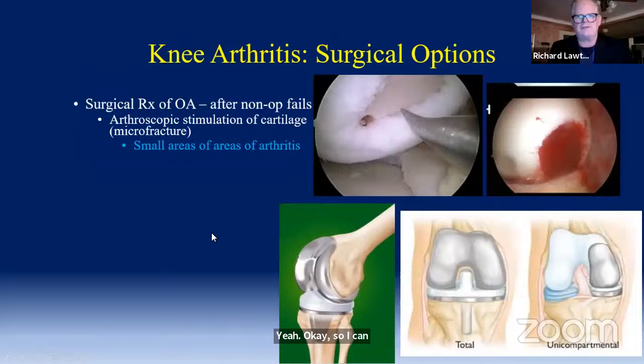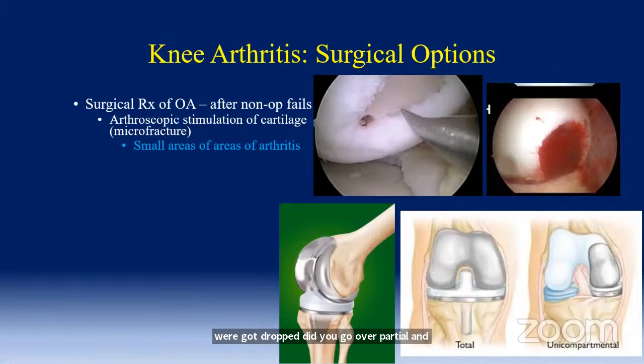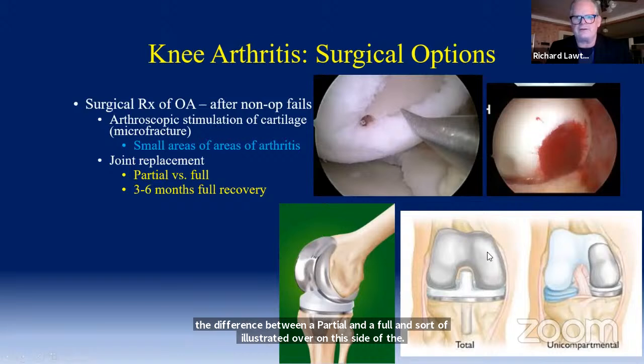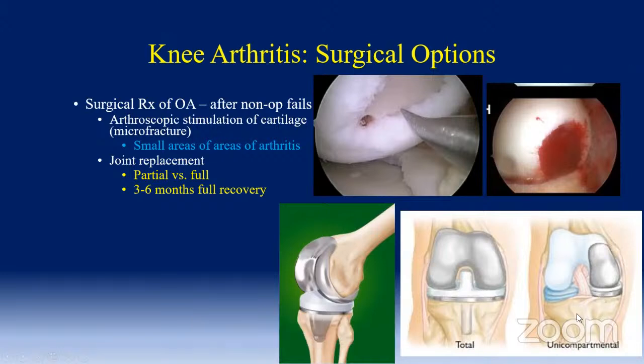So I can't remember where I left off with where it got dropped. Did we go over partial and full knee replacement? You were doing partial. Okay, great, thanks. So the difference between a partial and a full is sort of illustrated over on this side of the slide. This shows a full knee replacement in which the entire femur and top of the tibia have been resurfaced.